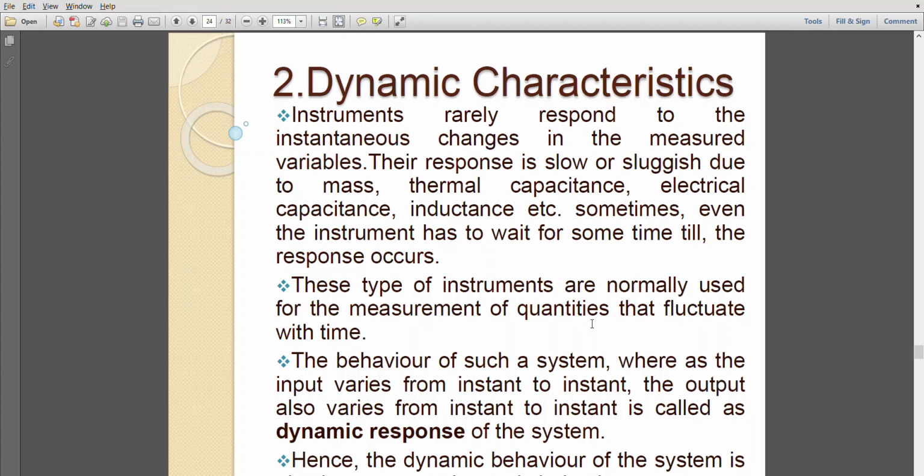So what happens when you measure these quantities? The specifications of how your system responds to a time fluctuating quantity is given by the dynamic characteristics of the instrument. The behavior of such systems, where the input varies from instant to instant and the output also varies from instant to instant, is called dynamic response. Hence the dynamic behavior of the system is also as important as the static behavior.